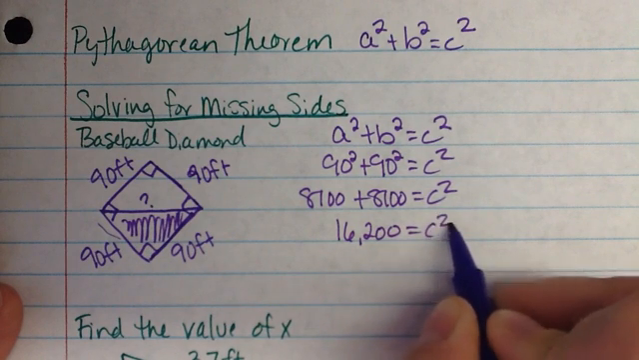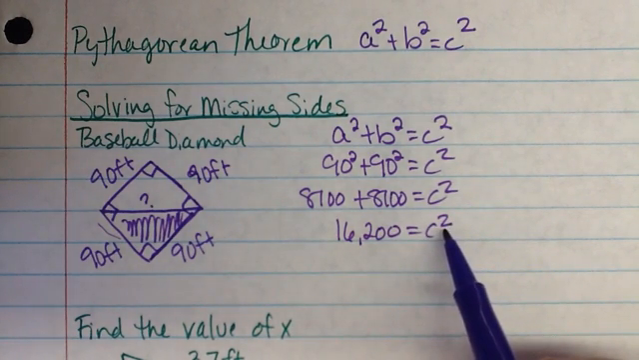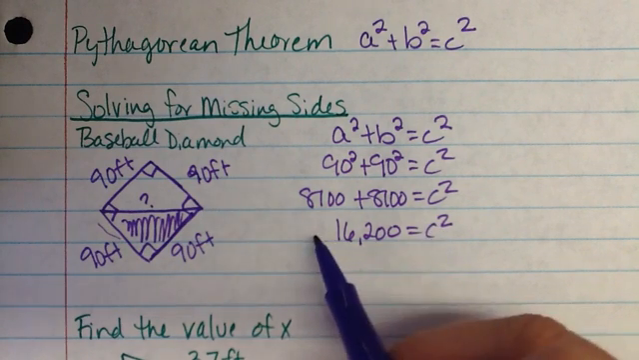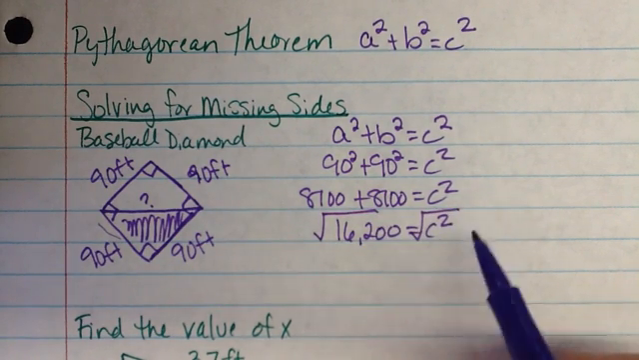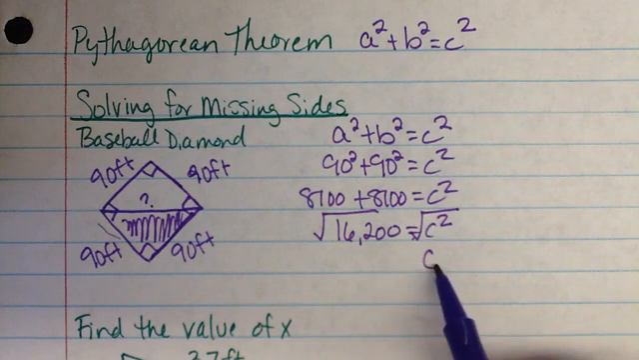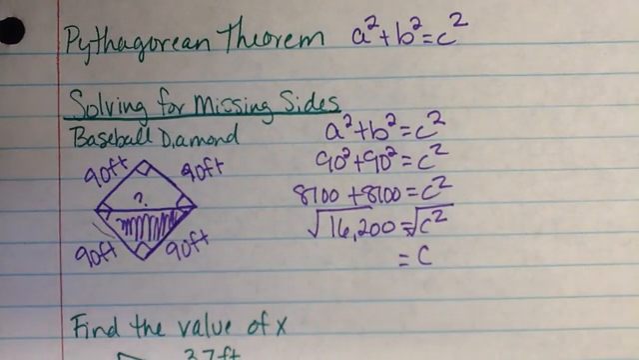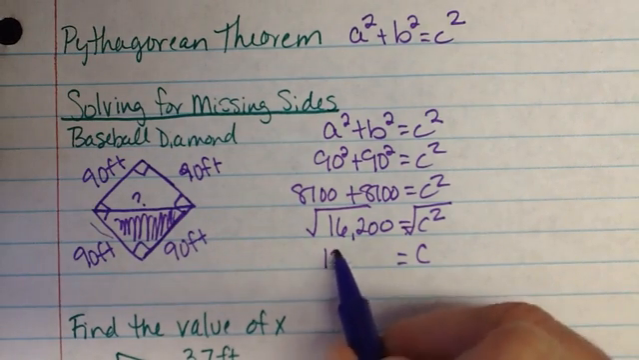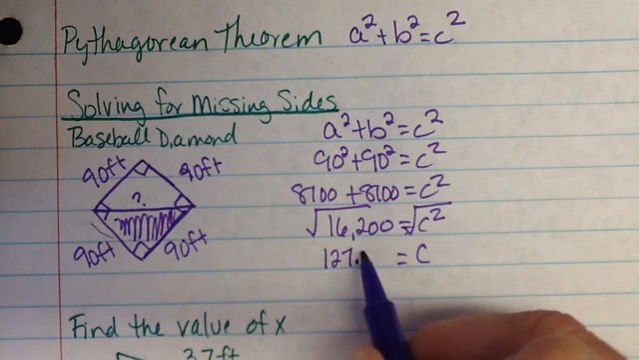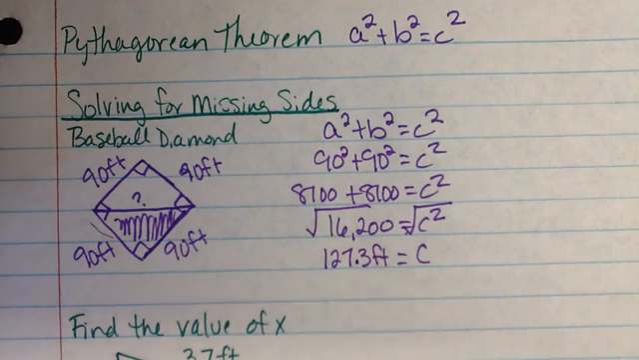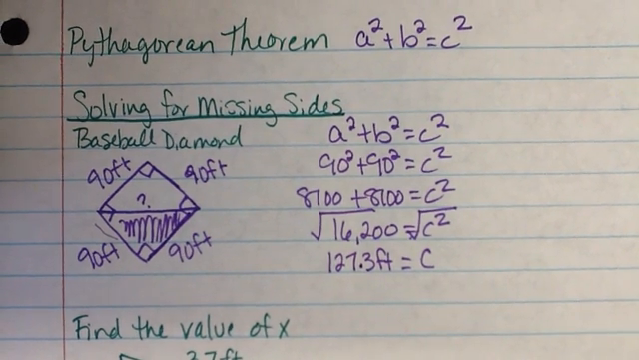16,200 equals C squared. We have not solved for C yet because this is squared, so the opposite of a square is the square root, so we square root both sides. The square root of C squared is C. The square root of 16,200 is, when you round it, 127.3 feet. Okay?